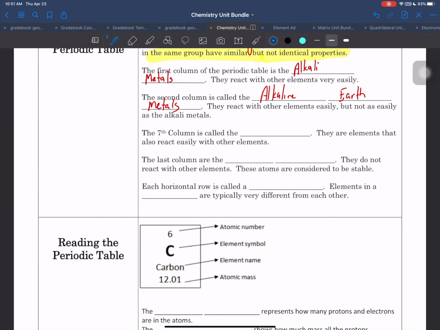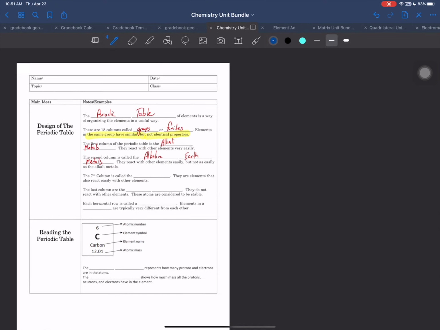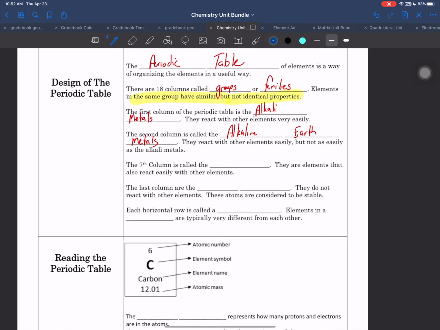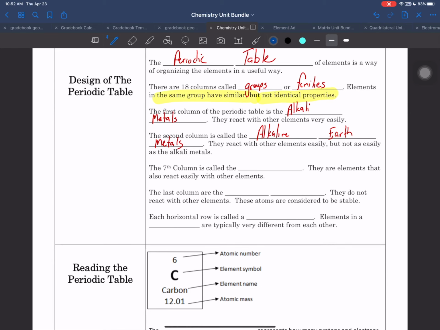So in our notes here, we're talking about the periodic table. So I have the periodic table right here. We're going to go all the way to the 7th column. So right here, this is actually our transition metals. That's not our 7th column. But over here, this is going to be our 7th column. These are going to be our halogens. So the 7th column is called the halogens.